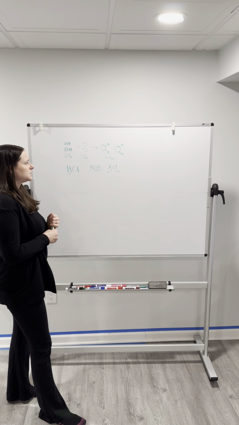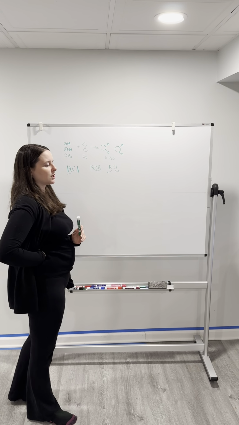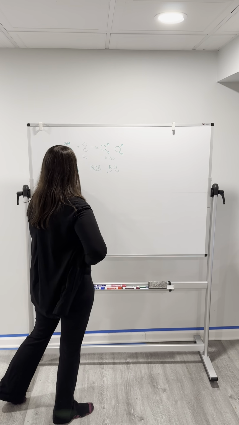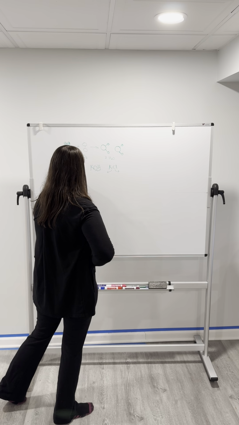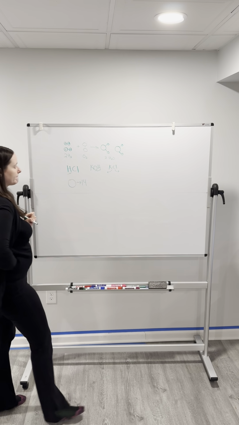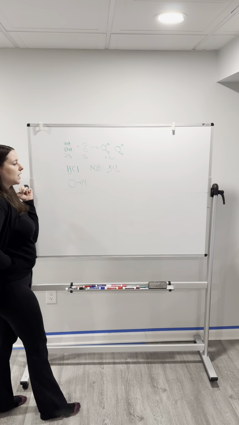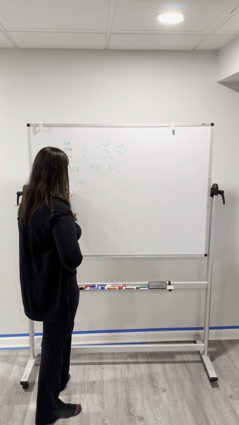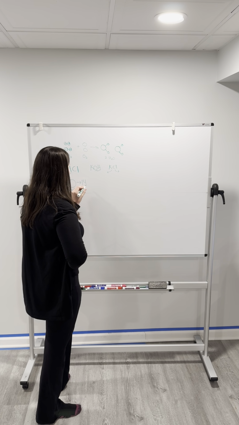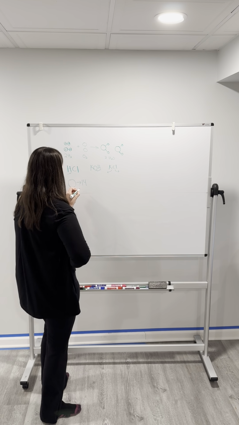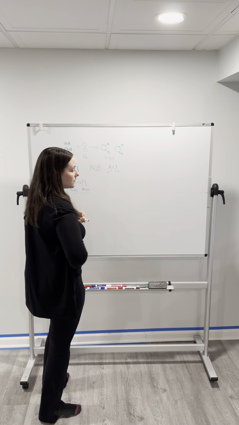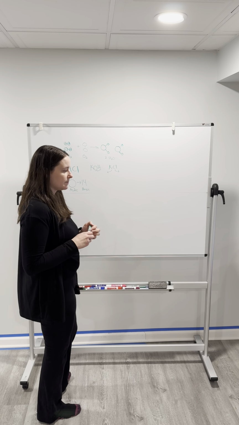Okay, so to tell how strong an acid or how strong of a base we have, there's a pH scale. The pH scale goes from 0 to 14. Okay, the lower on the pH scale, the more acidic something is, and the higher on the pH scale, the more basic something is, also known as alkaline. Okay.